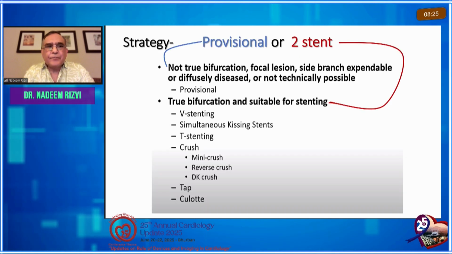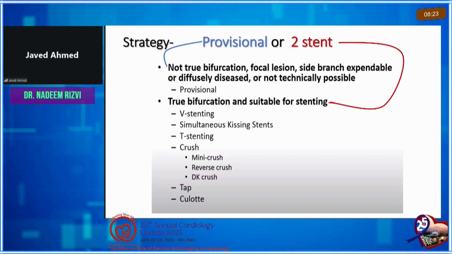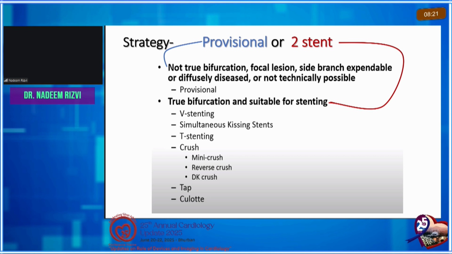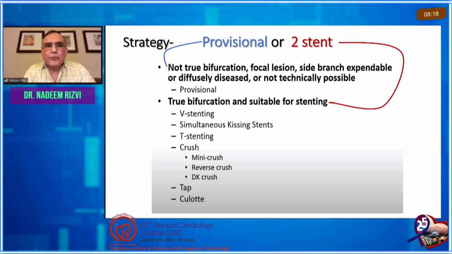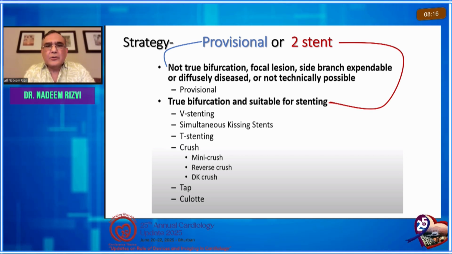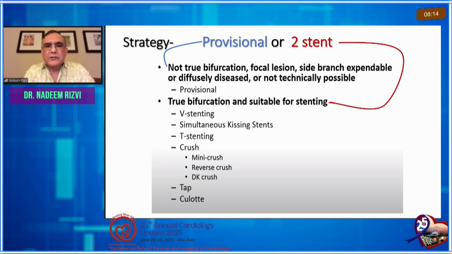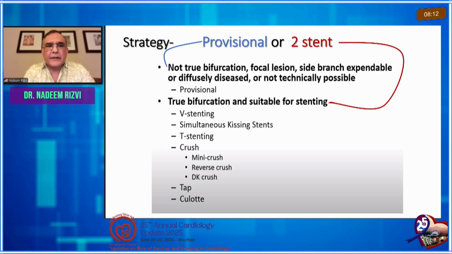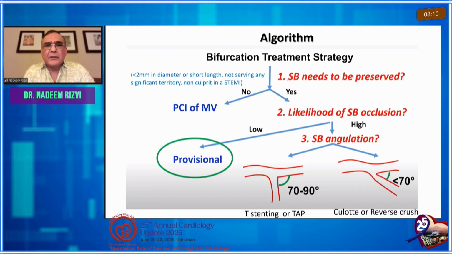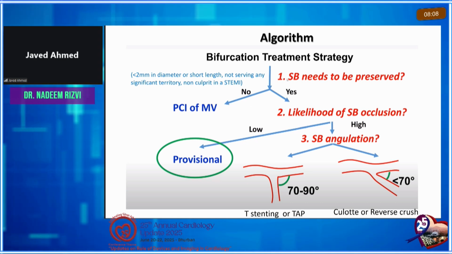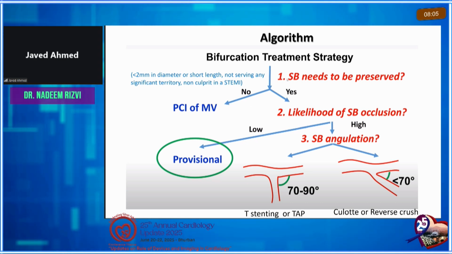In a non-ACS situation, the side branch is treated according to factors that I have outlined previously, which is the angle, size, etc. So the strategy, if it's not a true bifurcation, a focal lesion, side branch expendable, etc., you can do provisional. In a true bifurcation, suitable for stenting, you can do all these, which I'm not going to go through, all the techniques, the two stents. The algorithm again is very simple. Despite all the Europeans and everyone telling, it's very simple.